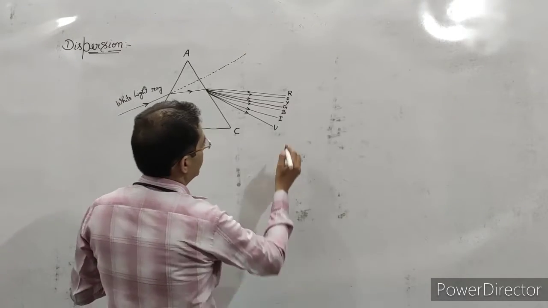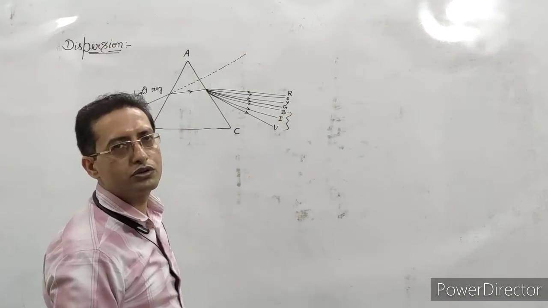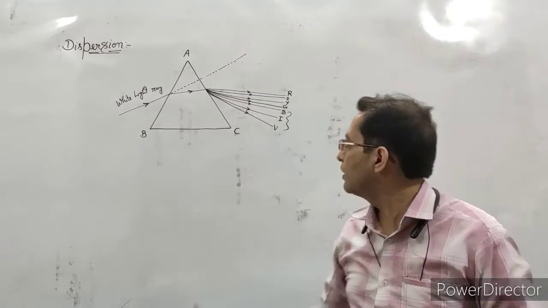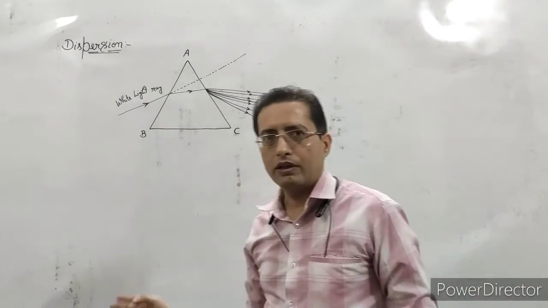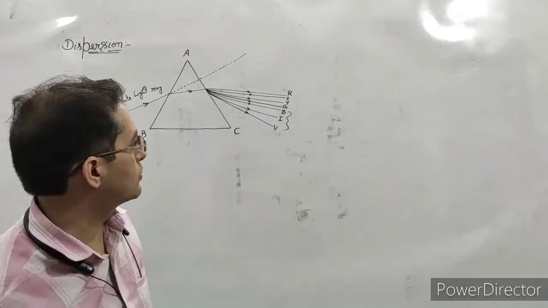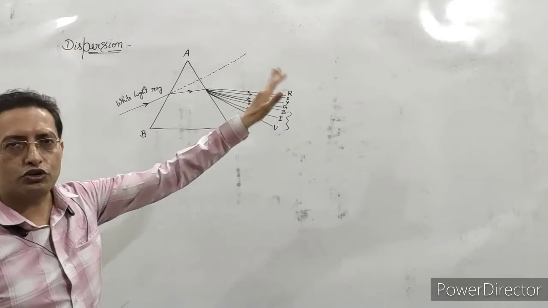So the last 3 are known as the blues. They all give us the effect of the blue, so they are known as the blues, and the red is at the top.